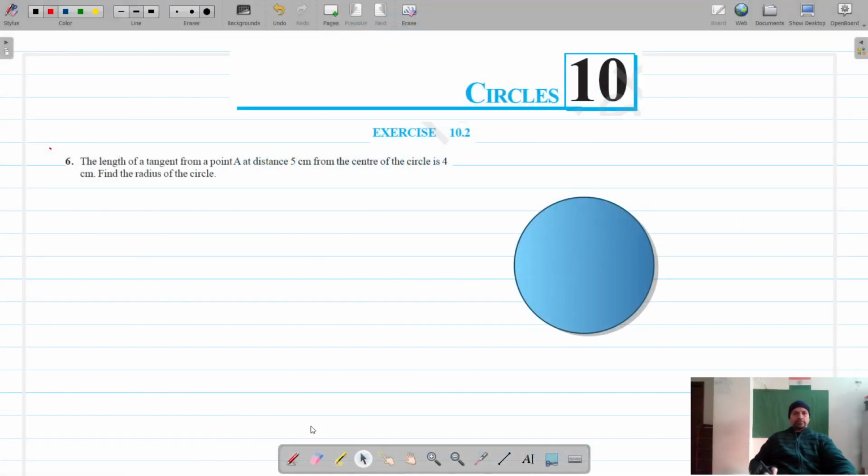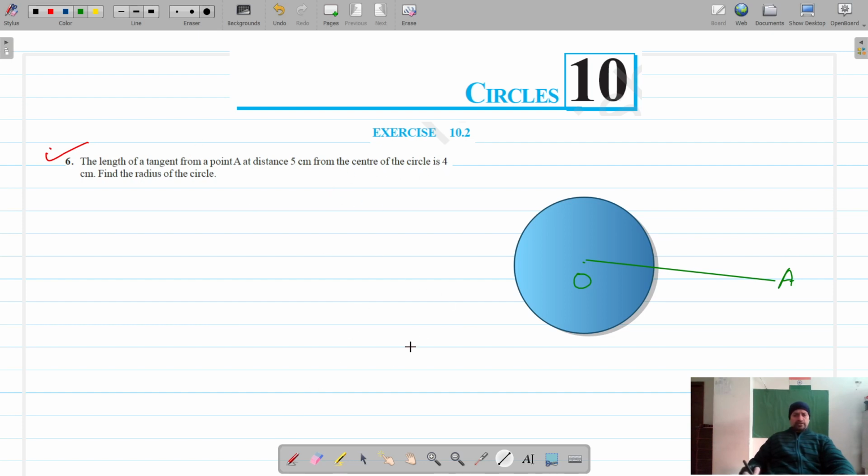Alright, so for question number 6, we have to find the length of a tangent from a point A. So let's say this is point A, and from this point A, that is at a distance of 5 cm from the center of the circle. So this is the center of the circle O, and this point's distance from the center of the circle is 5 cm.